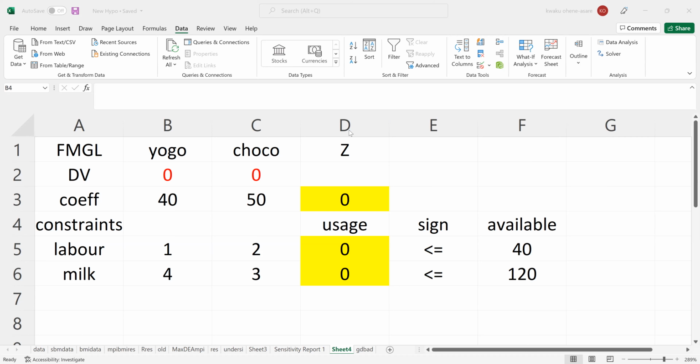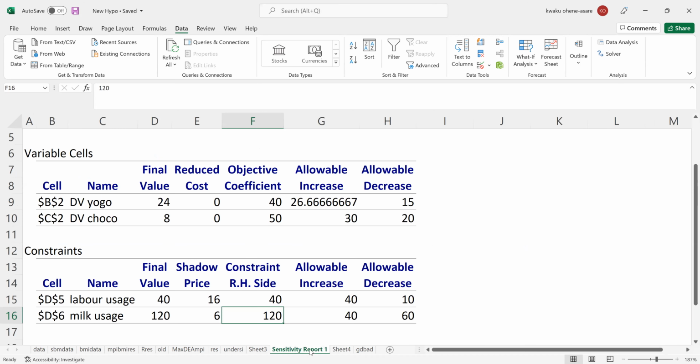Now, who has done for labor and who has done for milk? Sensitivity range for labor. Let me just show you the Excel. Sensitivity range for labor and then for milk. Who can tell me for labor? Who can tell me for milk?